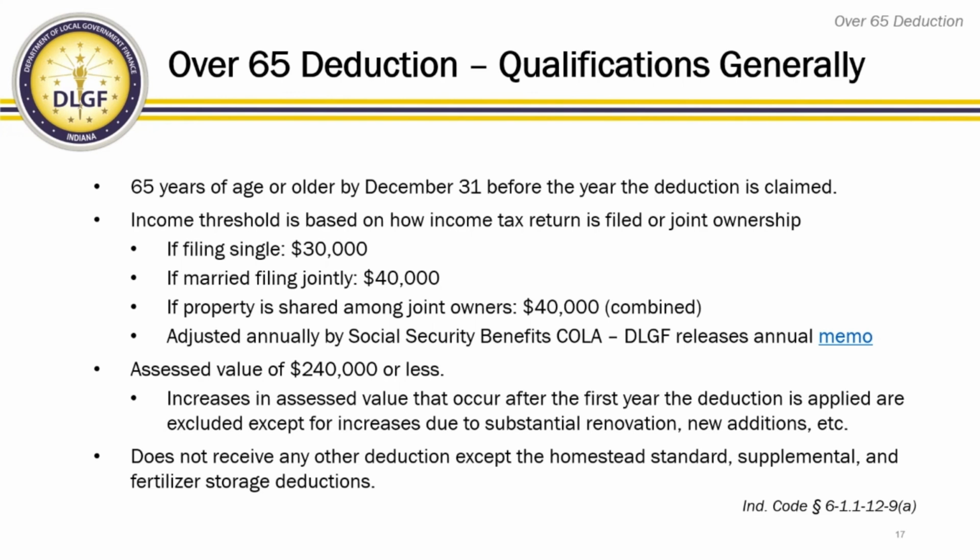The last limitation on this slide, at least, is the taxpayer may not receive any other deduction except the homestead standard, the supplemental, and the fertilizer storage deductions. Next slide.